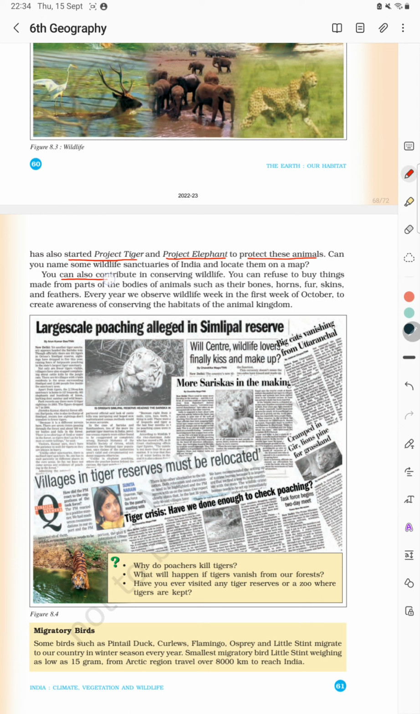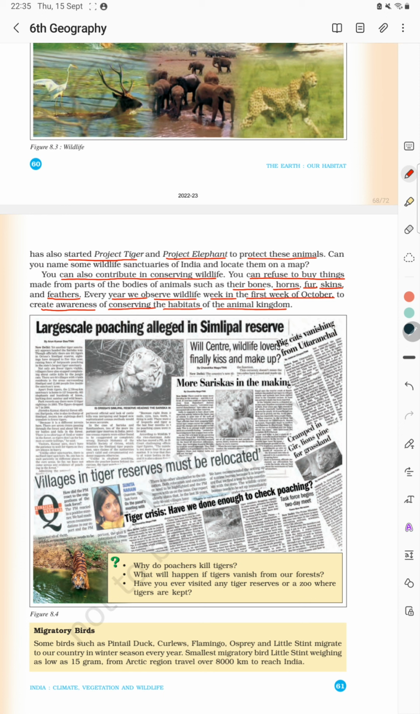You can also contribute in conserving wildlife. You can refuse to buy things made from the parts of the bodies of animals, such as their bones, horns, fur, skins and feathers. Every year, we observe Wildlife Week in the first week of October to create awareness of conserving the habitats of the animal kingdom.